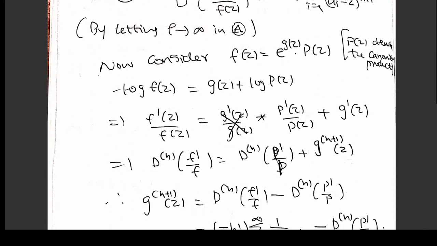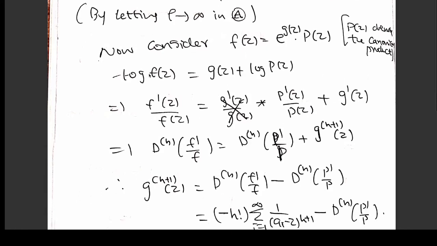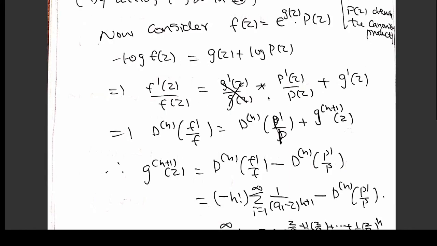Hence, as rho tends to infinity, the equation a gives the hth derivative of f dash z by f z is minus h factorial into the sum i equal to 1 to infinity of this. It was up to nu rho, as rho tends to infinity, that goes to infinity. So this is what we obtain. Now we consider the expression for f z. It is e raised to g z into a product. That product we denote by p z, the canonical product. So log f z is g z plus this. For f dash z by f z, you take the derivative, that will be p dash by p plus g dash.